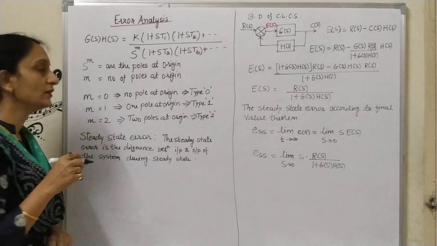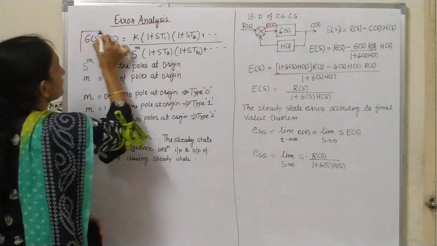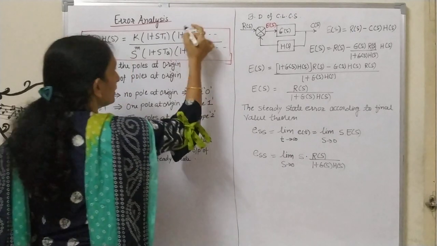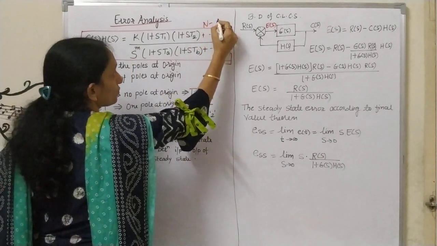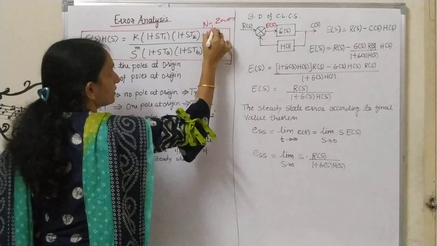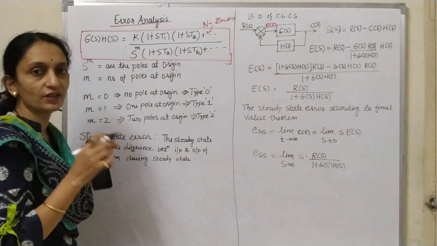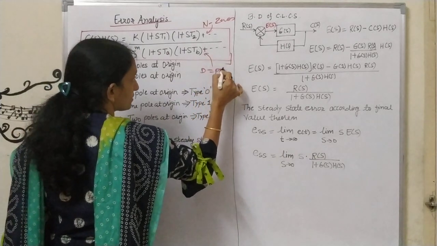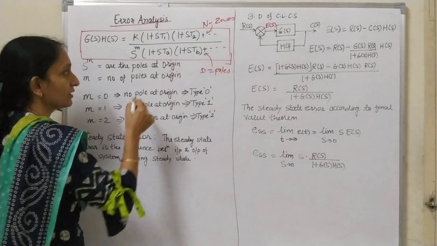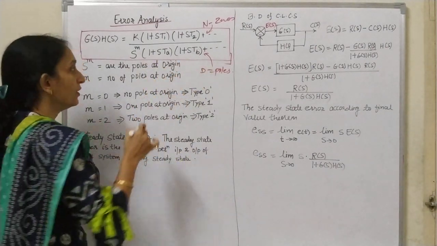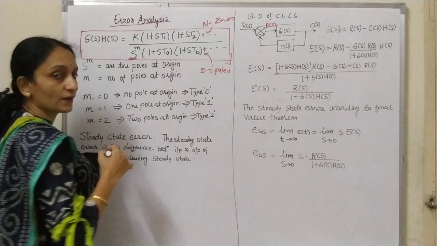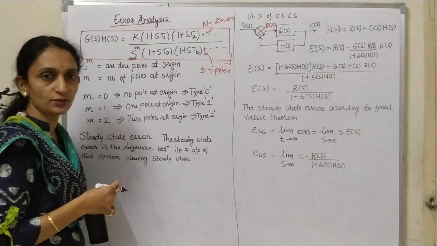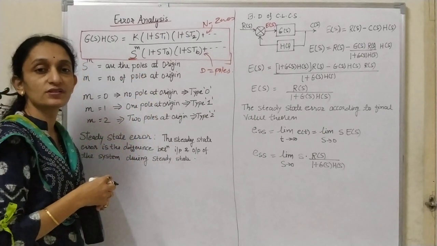For example, look at this transfer function here. In this transfer function we know that the numerator will give you the number of zeros. When you equate the numerator to 0, you will get the zeros. When you equate the denominator to 0, you will get the poles. You can see here these are real poles, whereas the s raised to power m term is there. Suppose I put m is equal to 0. So what will be the term there? s raised to power 0, it will be 1.